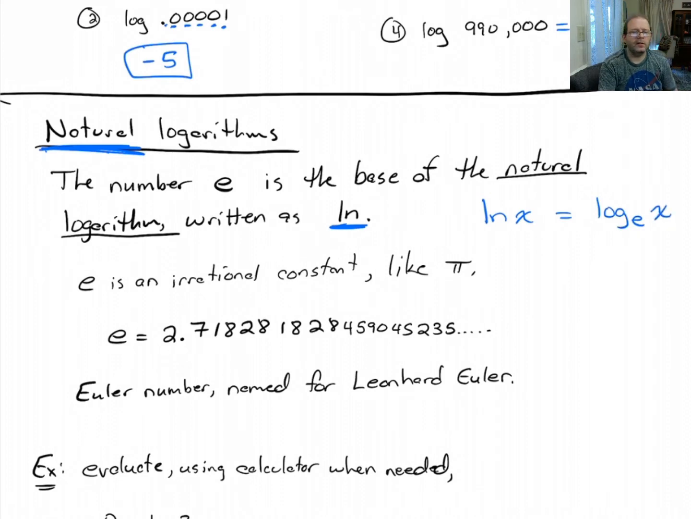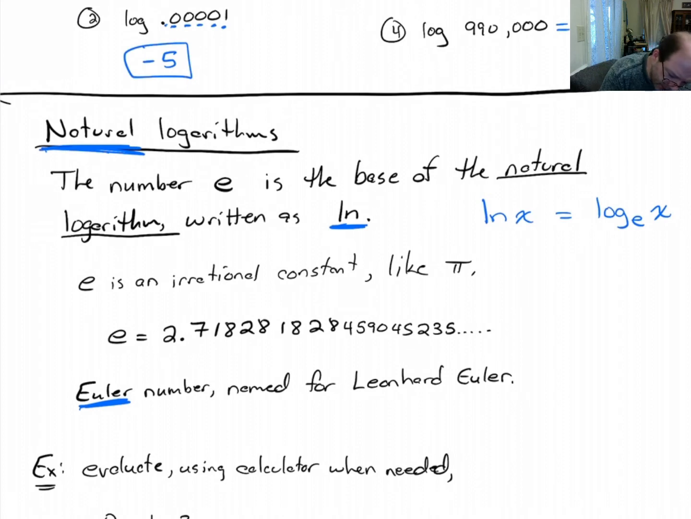So what is e? Some of you have probably seen it, some of you probably haven't. So let's talk a bit about what e is. It's an irrational constant, a lot like pi. It's called the Euler number because it's named for Leonhard Euler. E comes up a lot when you're dealing with exponential growth, and in some other places it just pops up, interestingly, the same way pi pops up a lot.